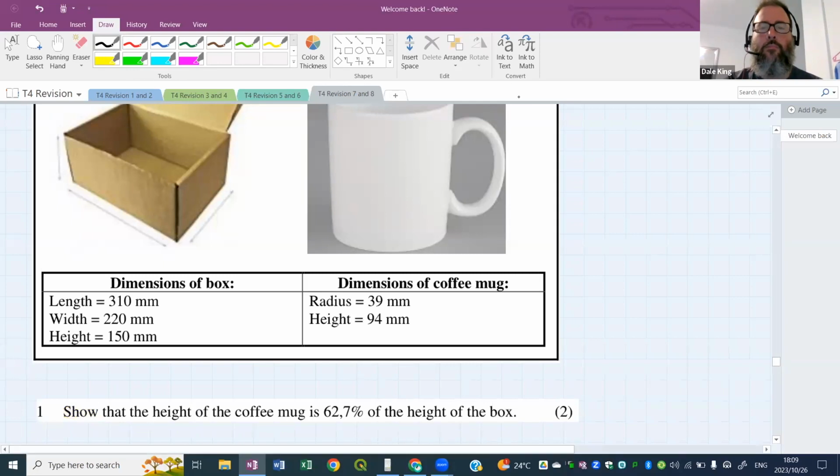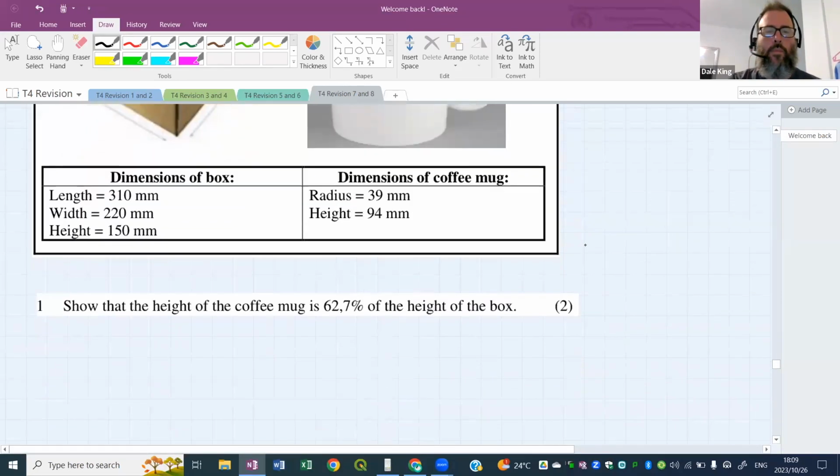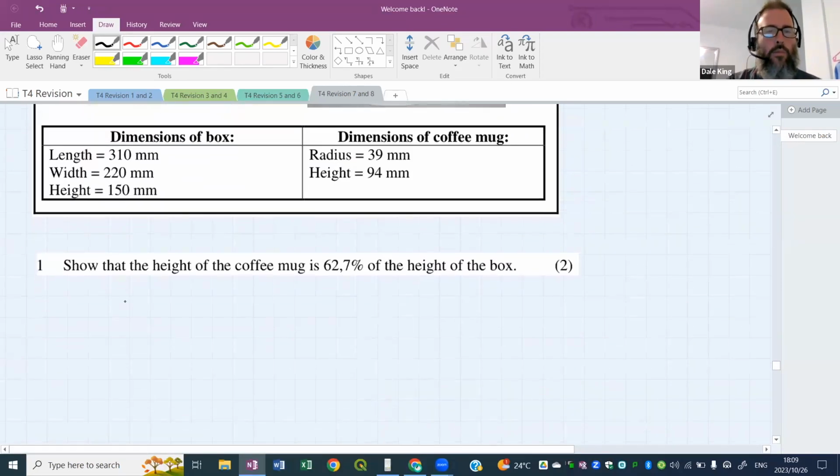So I would say 94 millimeters divided by 150 millimeters times 100. Absolutely. The answer is going to be 62.66, but we're going to round it off. So it's going to be 62.7. All right. Excellent. Thank you for that.